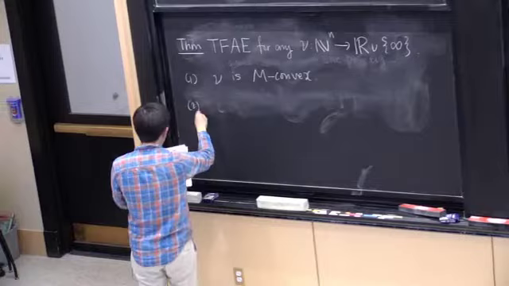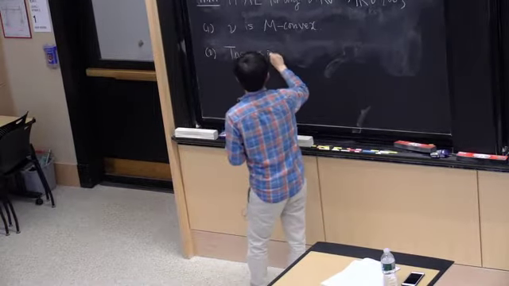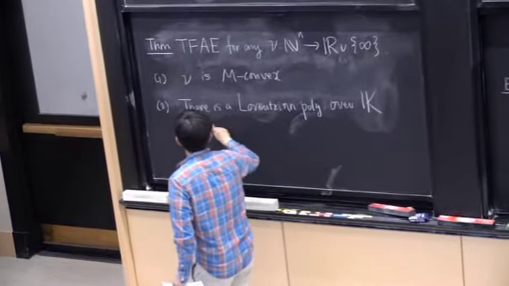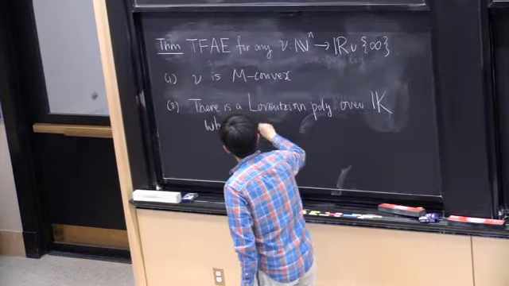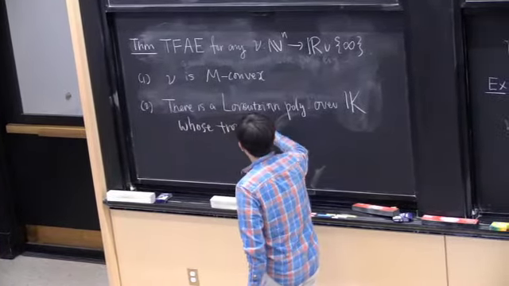And the second statement is that there is a Lorentzian polynomial over K whose tropicalization, by which I simply mean the process of taking the leading exponent from every one of the coefficients, is nu.